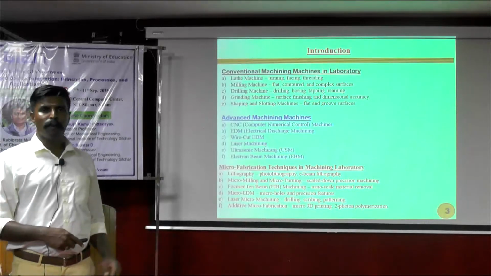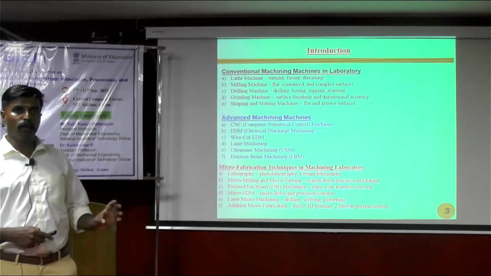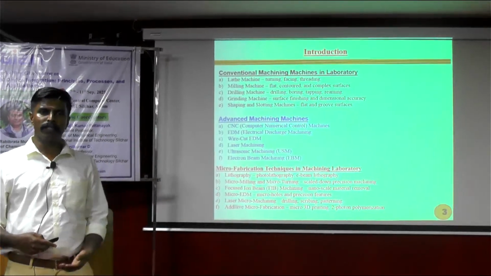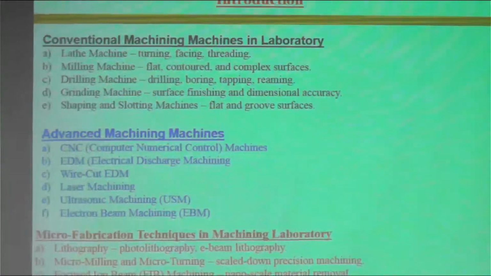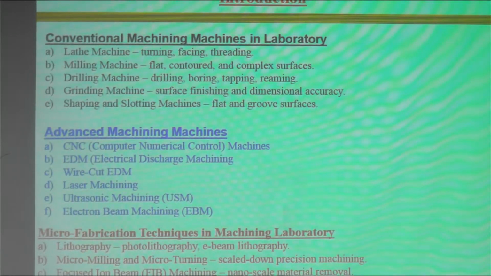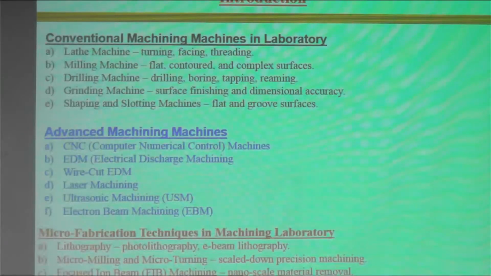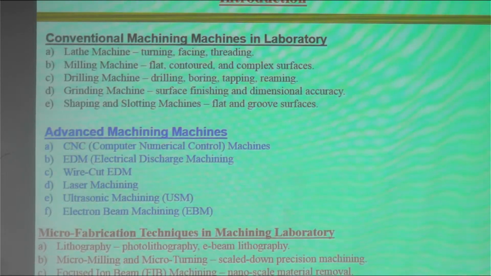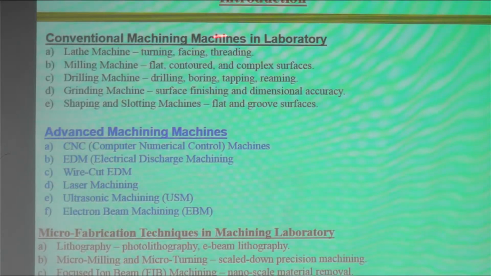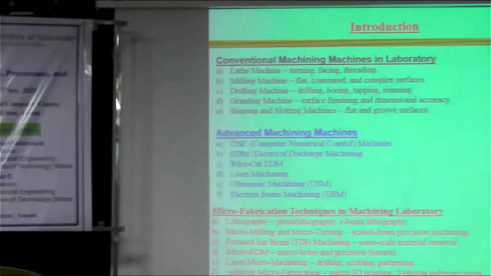This is all a brief introduction, since you, the audience of BTech first year, second year and third year, may already know. So it is good for me to introduce the already existing machines we have. This is a conventional machining laboratory. You can find lathe, milling, drilling, grinding and shaping machines. The lathe is the mother of the machinery lab, and these are the operations you can do with the help of this machine.